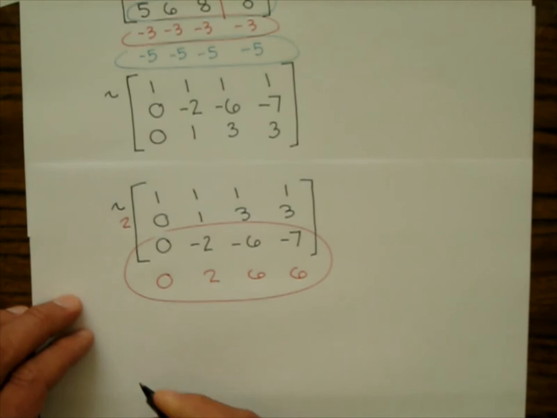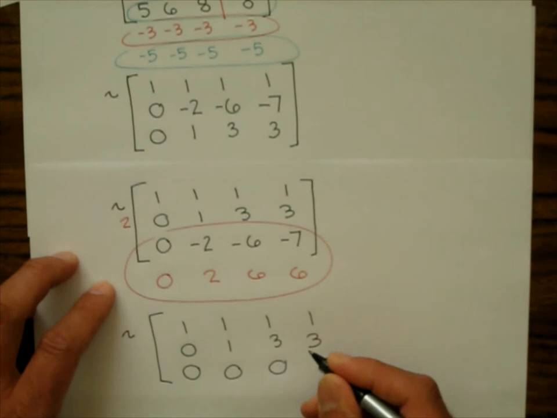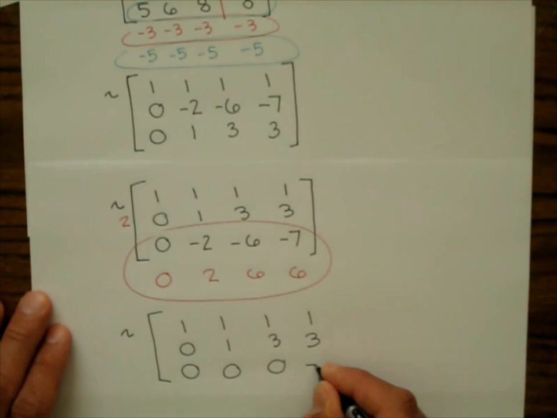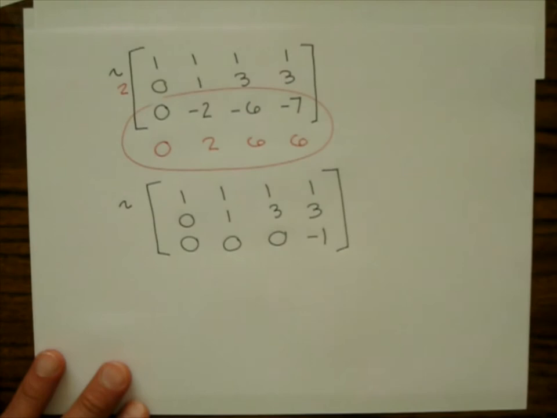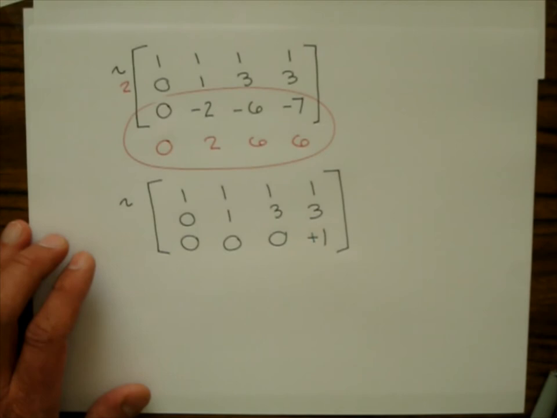1, 1, 1, 1, 0, 1, 3, 3, and then this is 0, 0, because 2 minus 2, and then 6 minus 6 is 0, and then negative 7 and a 6 gives you negative 1. Okay, so really I could say multiply the last row by negative 1, and this puts the matrix in row echelon form. I'm not going to do reduced row echelon form because I can get immediate results now.